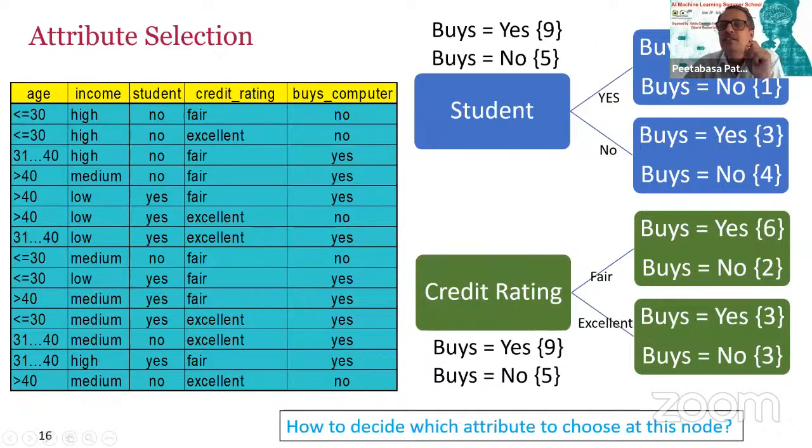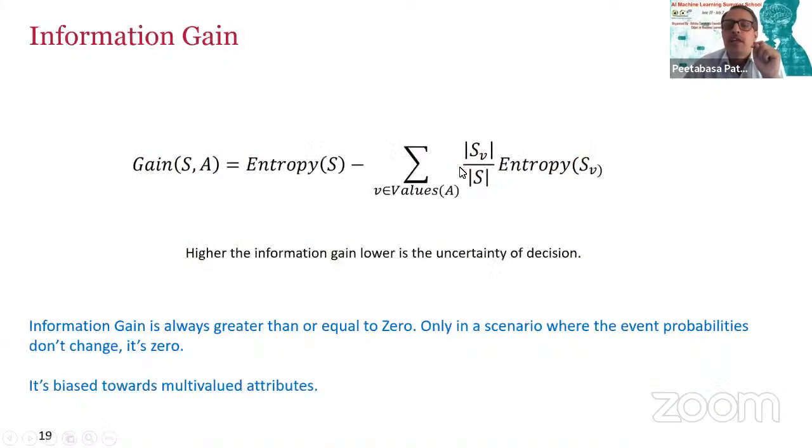If student is yes, buys computer yes is 6 and buys computer no is 1, and this will lead to generation of some entropy. And if student is equal to no, then it will also lead to some entropy. I do a weighted averaging of these entropies of each of the split cells, and then see whether my entropy has reduced, remained the same, or increased. Can it ever increase? The answer is no.